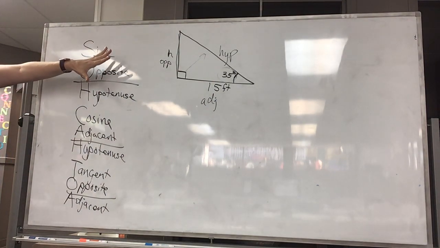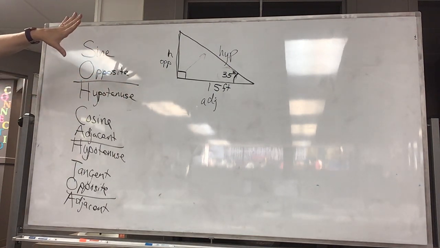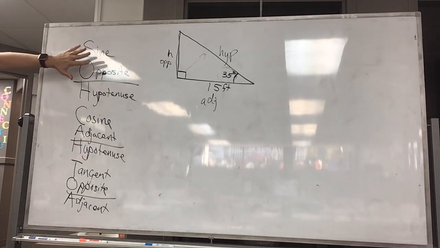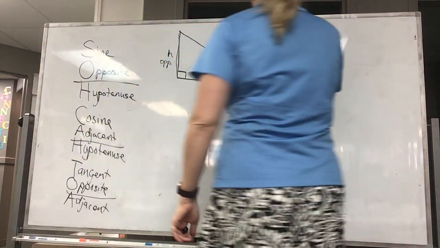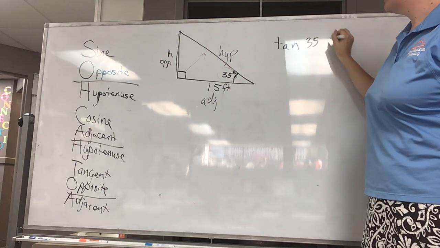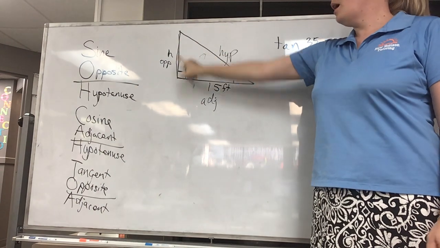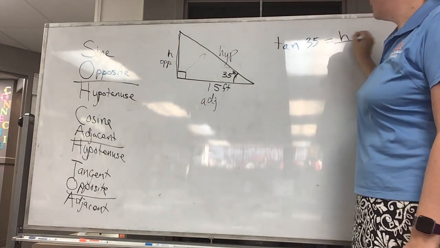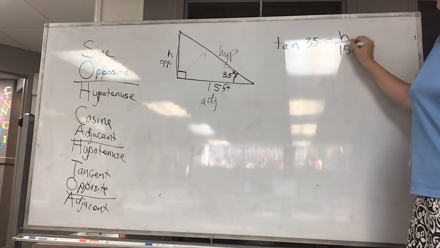Those are the numbers that we have to work with. This is the information we have to work with. Do we know the hypotenuse? No. So we can't use sine or cosine. We don't have enough information. It's going to have to be tangent. And so tangent of our angle 35 is going to be equal to our opposite, which is h, over our adjacent, which is 15.